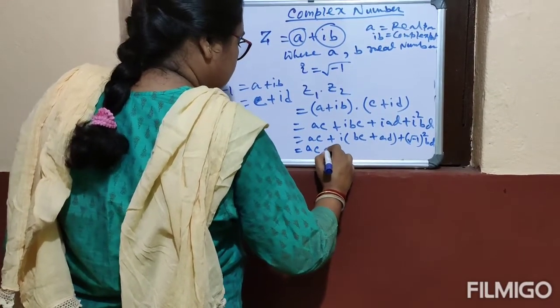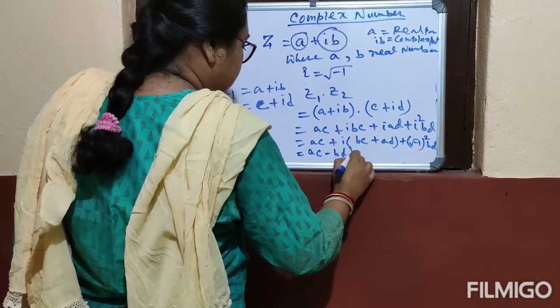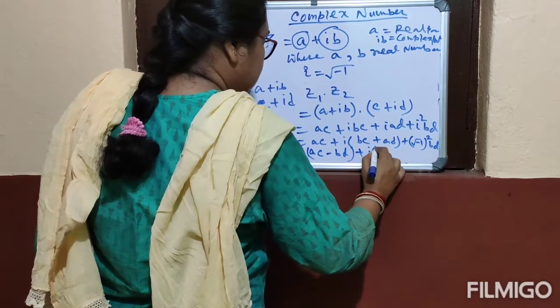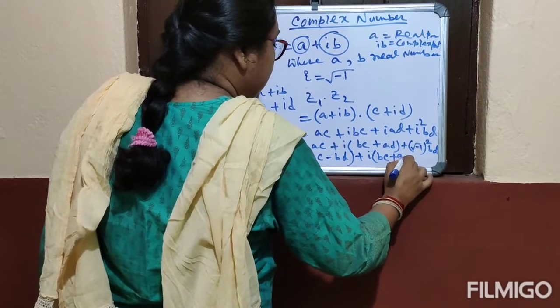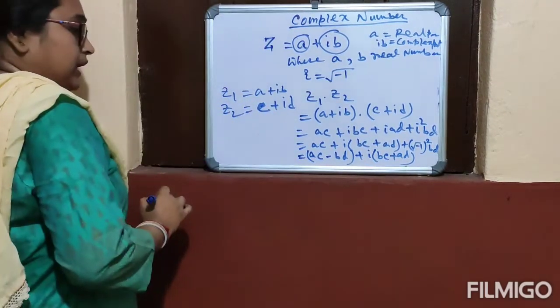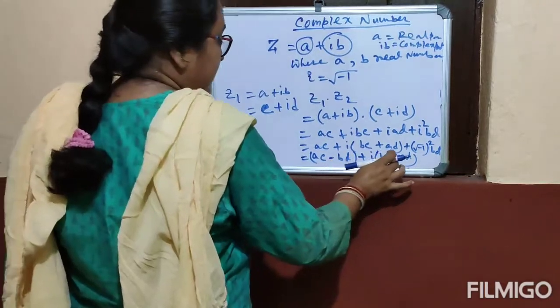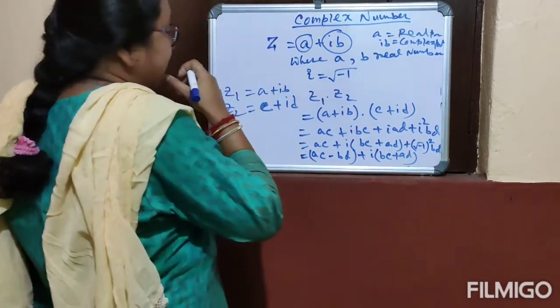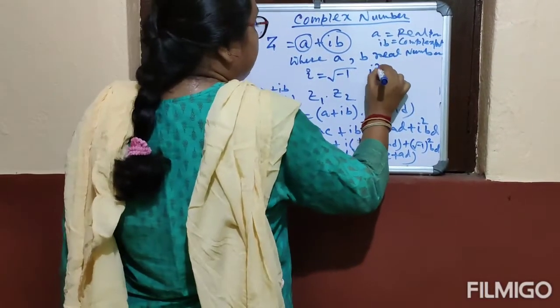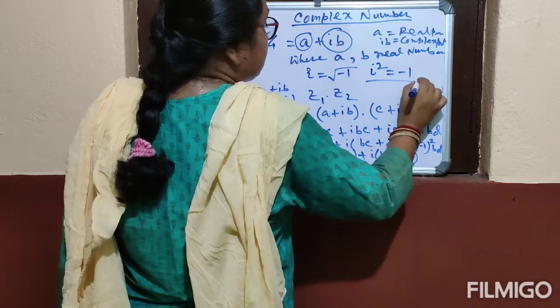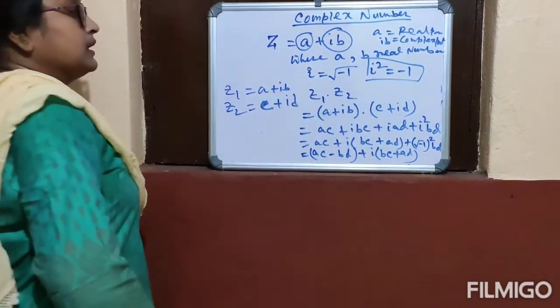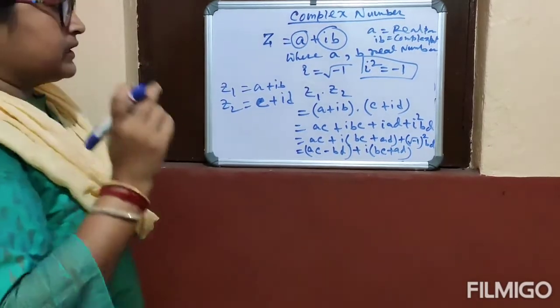So ac minus bd you put here, and plus i into bc plus ad. This is the real part and this is the complex part. I square, what is the value of i square? i square is equal to minus 1.